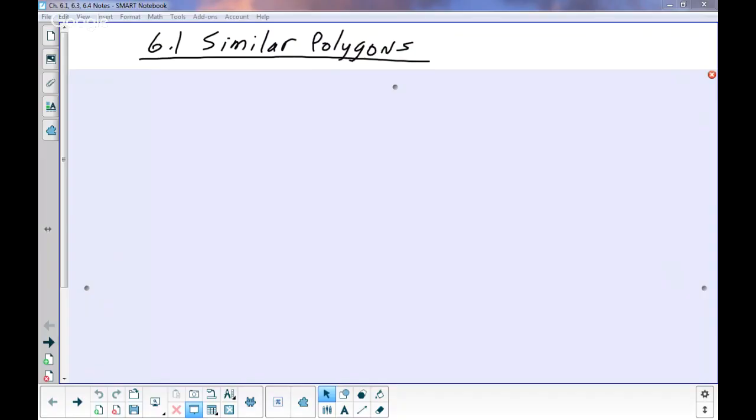All right, so today we are going over similar polygons and proportionality. Proportions you've seen before, and we're going to go over them again slightly and add a little bit to it, but similar polygons. So we're going to start with similar polygons, 6.1. So similar polygons, well, what are they?